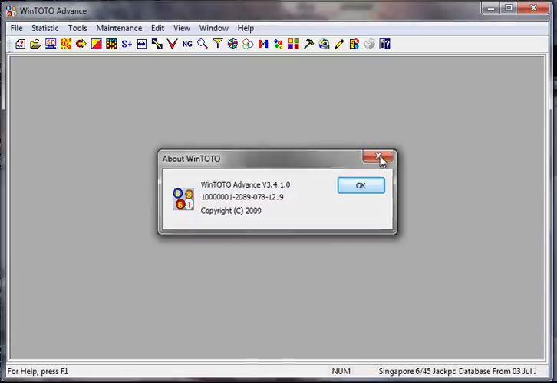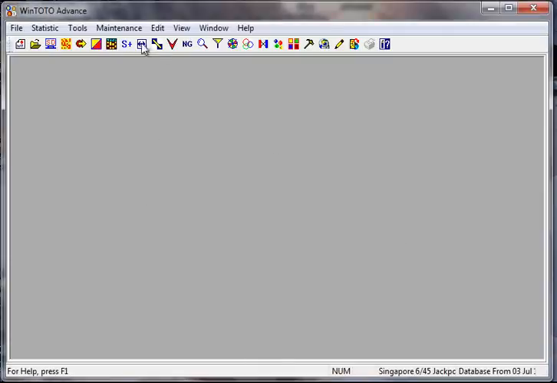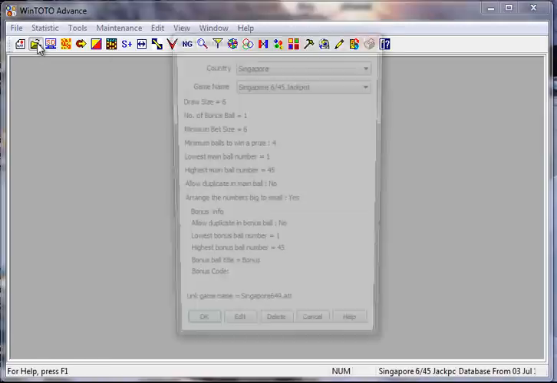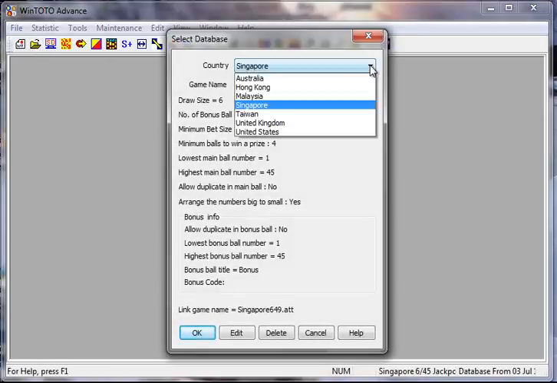Let me close this. Now today, as you can see here, if you click under statistics, you can see that in this WinTOTO Advanced we have Australia, Hong Kong, Malaysia, Singapore, Taiwan, United Kingdom, and United States total data.